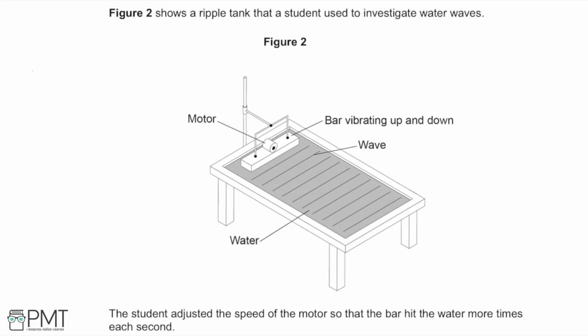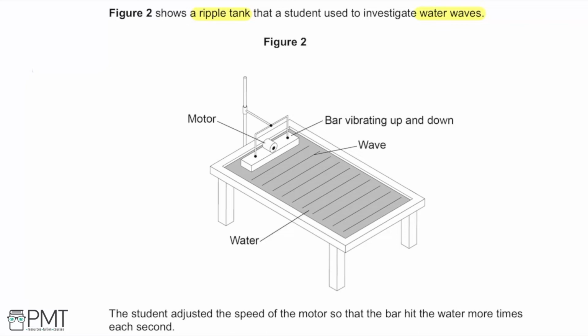So in this question here, we're given figure 2, which shows a ripple tank that a student used to investigate water waves. And then below we've got the figure, so it's always a good idea to make sense of it, see exactly what it's showing us, just so we understand the diagram before we carry on with the main part of the question. So basically the whole thing here is the ripple tank, and then this shaded region along here is the water in the ripple tank.